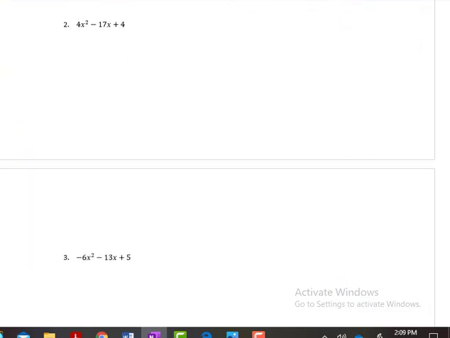All right, number 2, 4x squared minus 17x plus 4. Well, let's go ahead and write up our answer. It is in descending order, and there is no greatest common factor. So I'm going to go ahead and create my answer area, and then I'm going to look at my factors here.